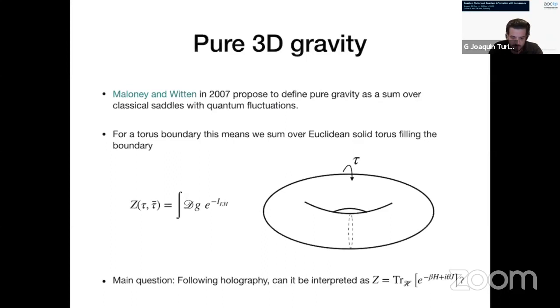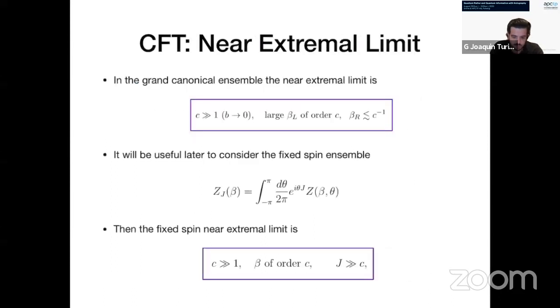Let me go back to the slide. So I said that in the beginning when I said what I mean by near extremal limit. So let's take, for example, here: when you look at states where the temperature is of order C, and you look at angular momentums that are very large.